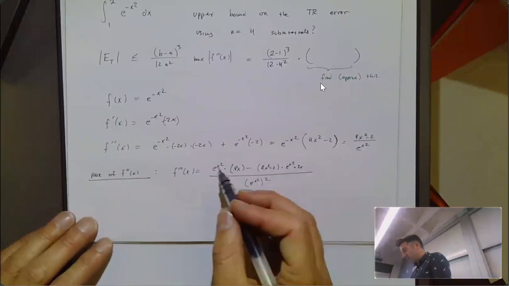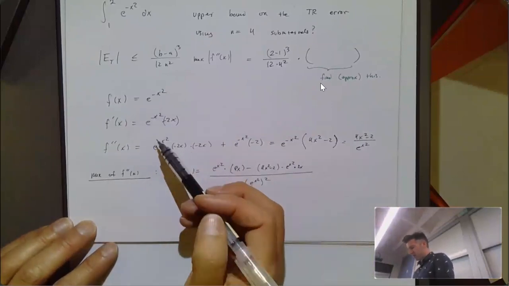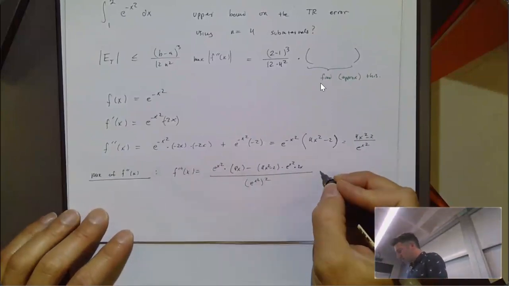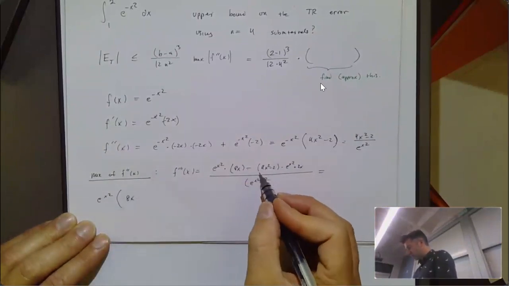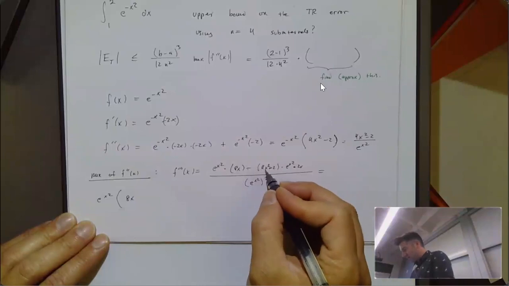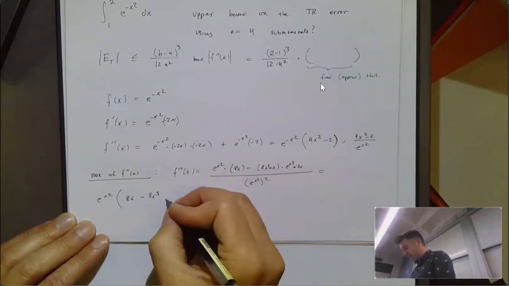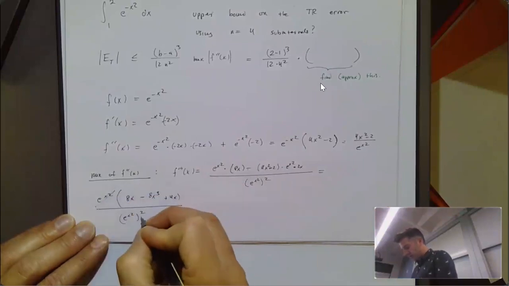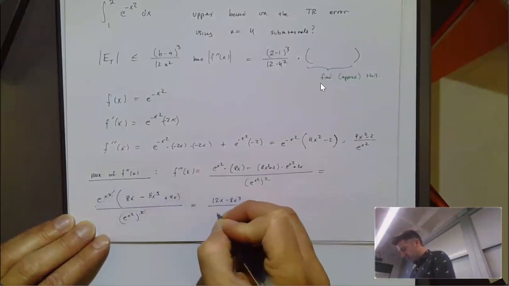So I can factor out an e to the x squared from the top. I feel like I need to make sure I'm not making a mistake, but that seems totally fine. It always feels like you could be making a mistake, but I think we're good. So I'm going to get e to the x squared times 8x minus, I have a 4x squared minus 2 times a 2x. So I'm going to have a minus 4x squared times 2x, so a minus 8x cubed, and a minus minus 2 times 2x, so a plus 4x, all over e to the x squared squared. Cancel one of those. Simplify the top. You've got 12x minus 8x cubed over e to the x squared.